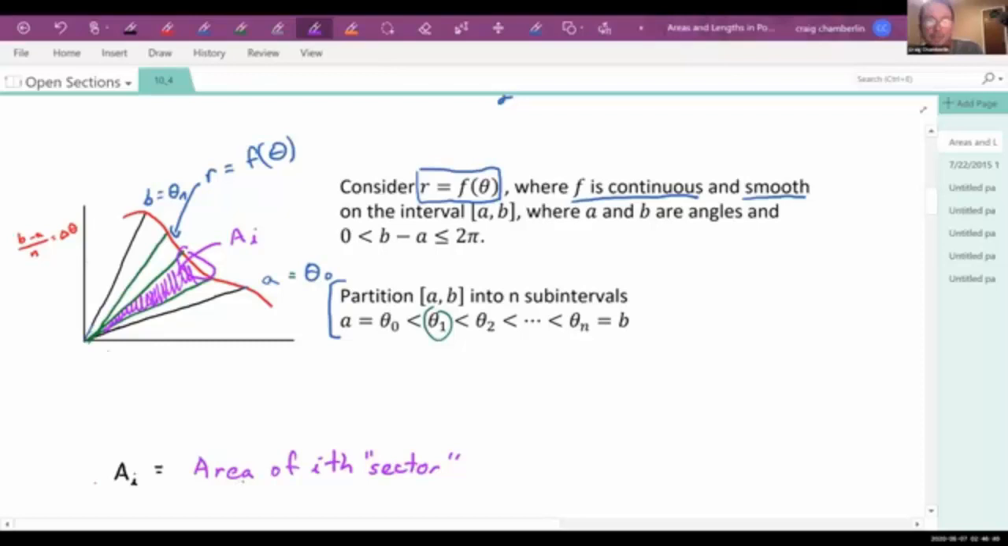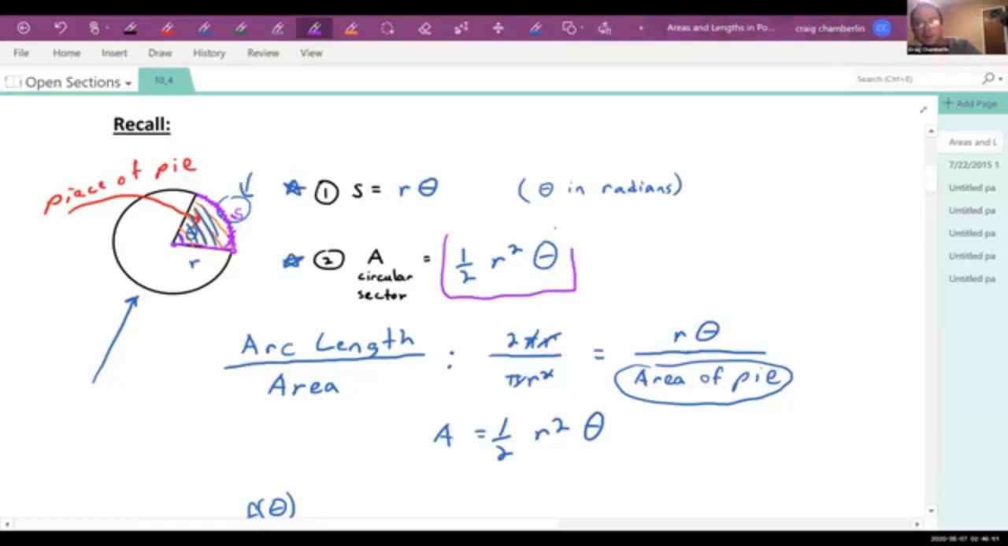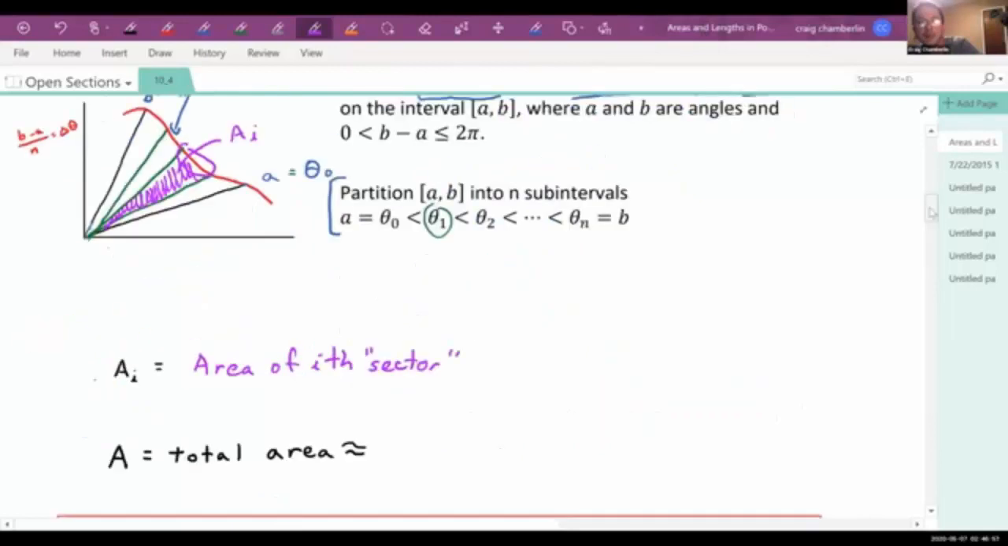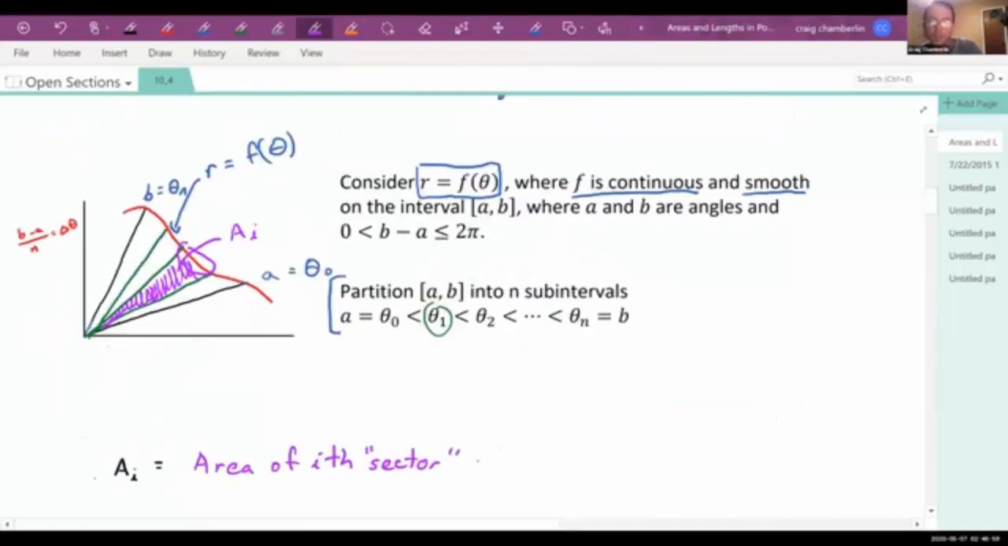So A sub i is going to stand for the area of the ith sector indicated in purple there. And then using that formula above, which formula am I talking about? I'm talking about this formula. We can come up with an estimate for the area of that ith sector. Since it's not truly a circular sector, it's going to be approximately obtained using that formula above. But think about what we have to do. It's going to be 1/2 r squared. In this case, theta would be, let's see if it shows up. It doesn't show up, hold on.